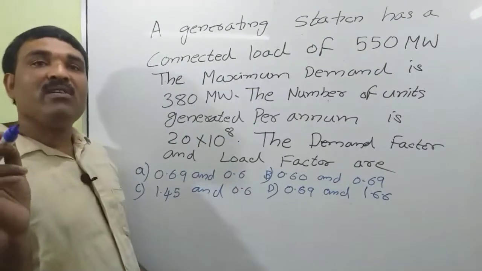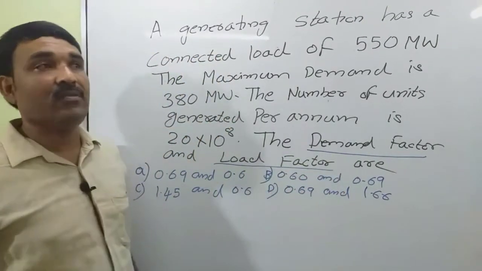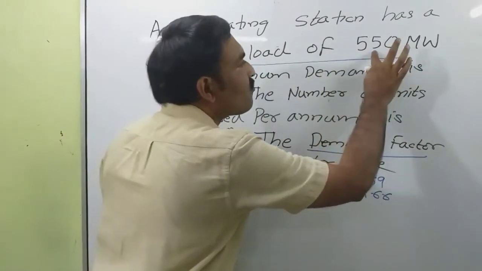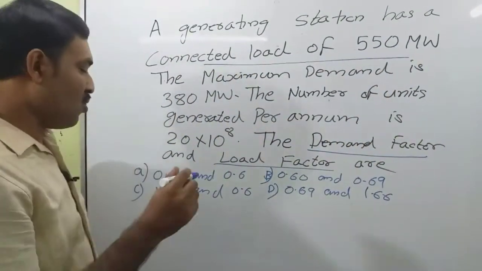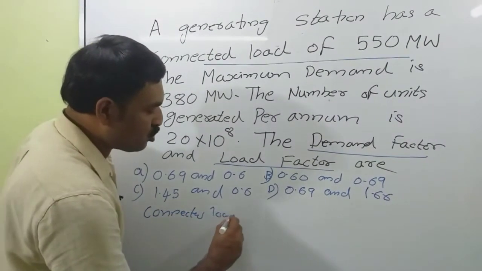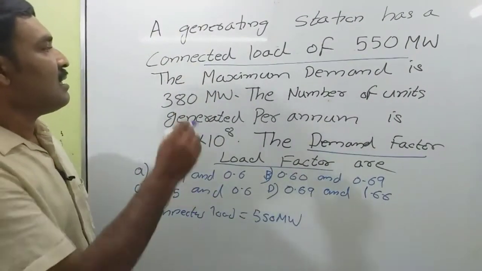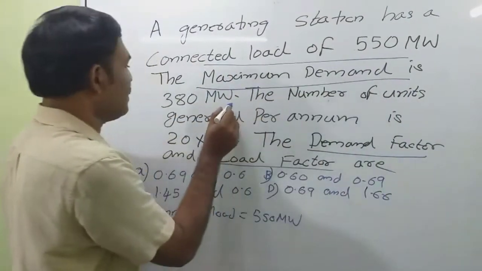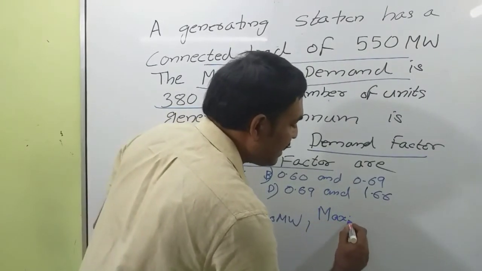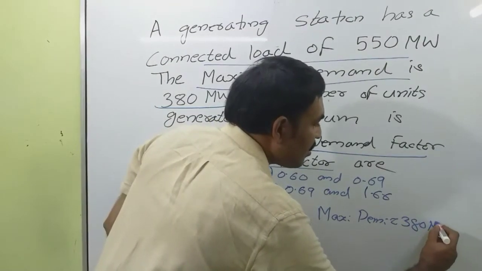Okay, in this problem we want to find the demand factor and load factor. Options are given. So we have a generating station having a connected load of 550 megawatt. So connected load is equal to 550 megawatt, and the maximum demand is given as 380 megawatt. That is, maximum demand is equal to 380 megawatt.